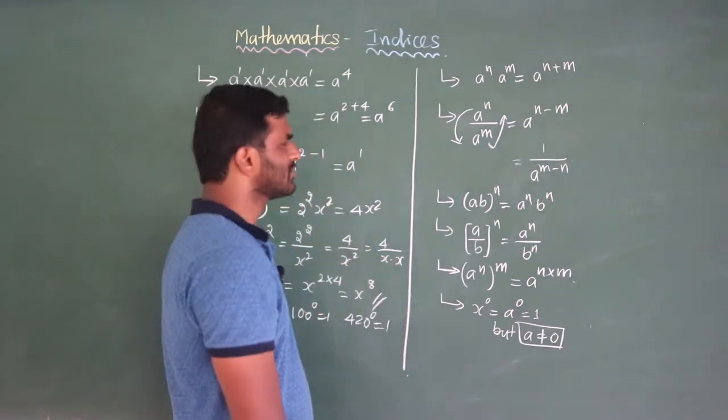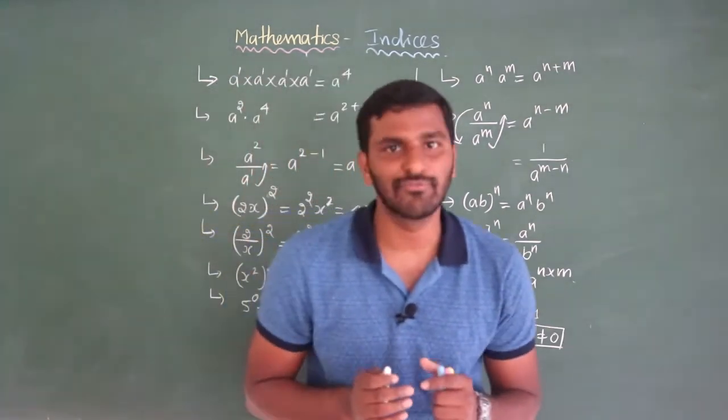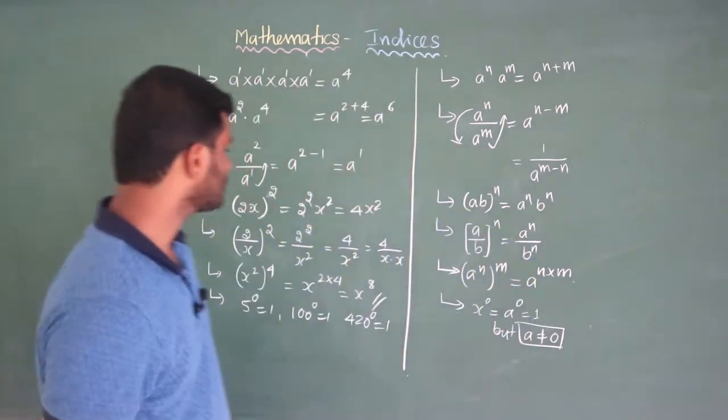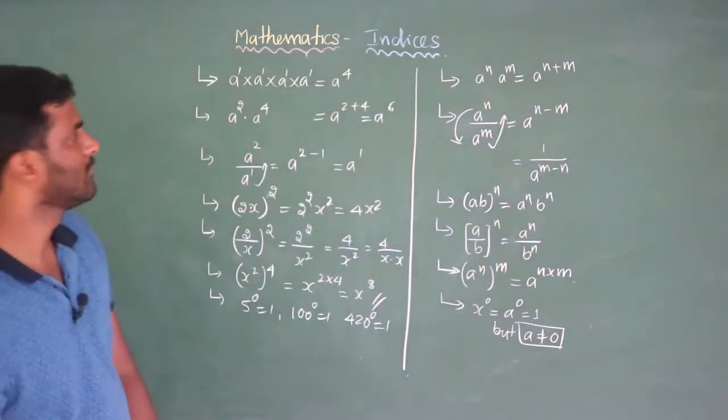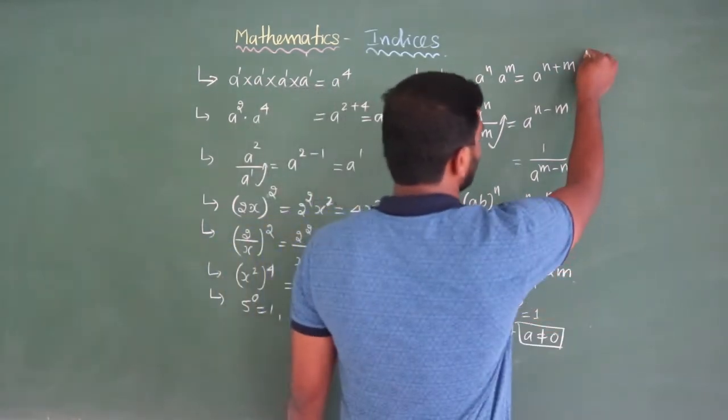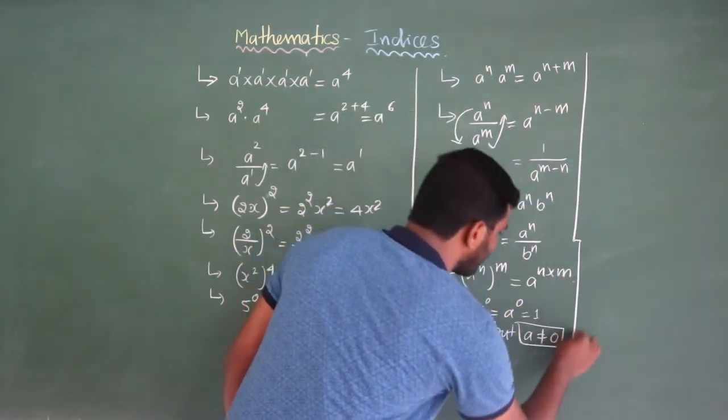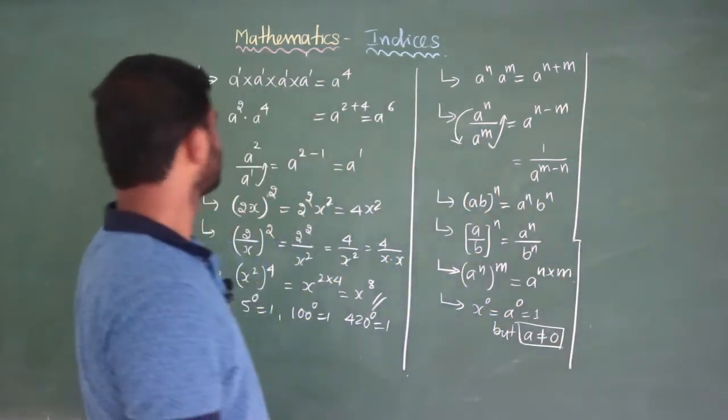And what is 0 to the power of 0? 0 to the power of 0 is an indeterminate form. Okay? So, we'll move on to the next one. The next main law of indices formulas.